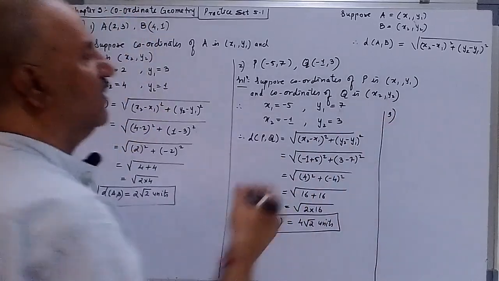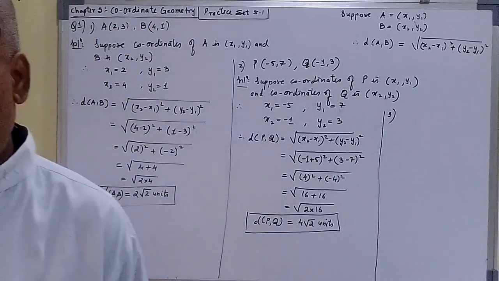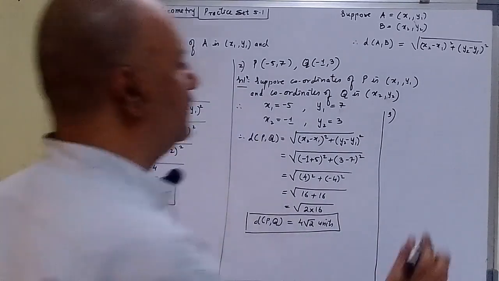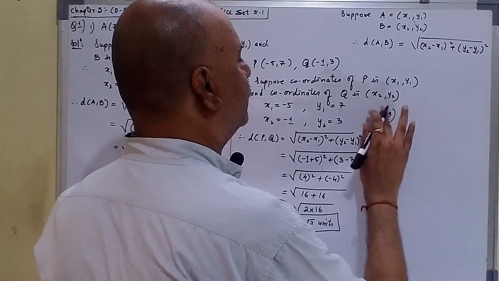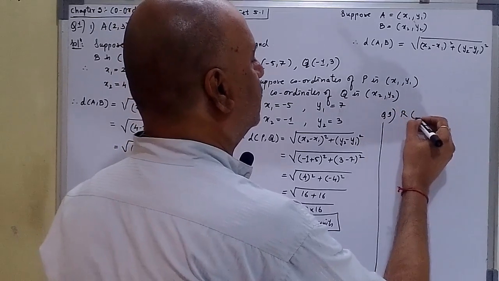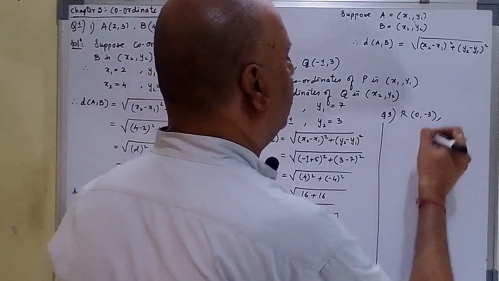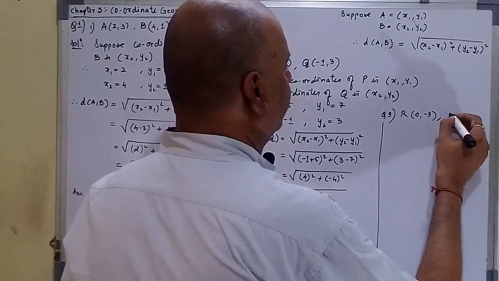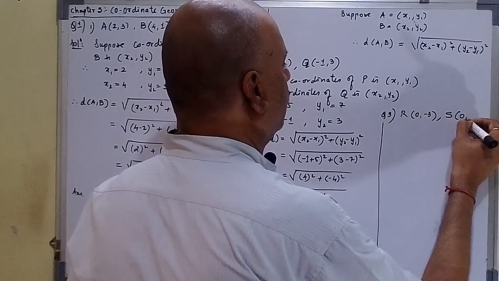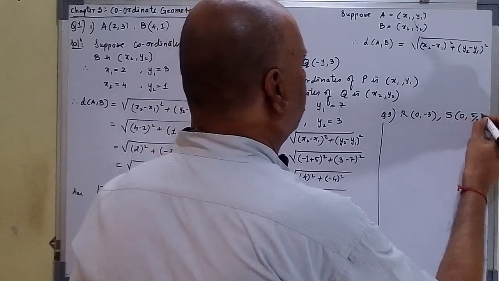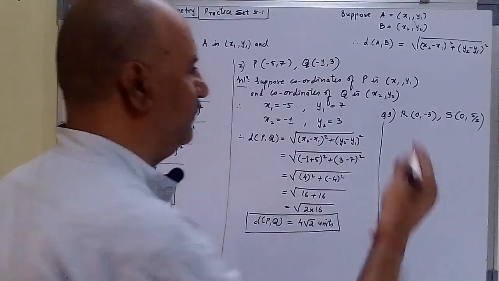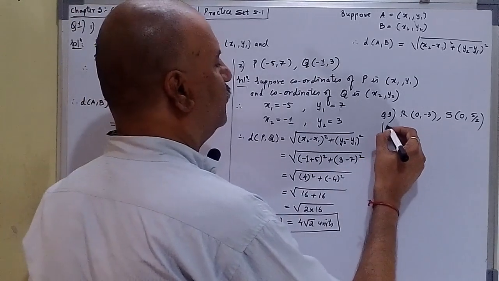Now let's come to question number 3. R is (0, -3), this is the question, (0, -3), and S is (0, 5/2). Is it minus or plus? No, positive. Okay. Now, the solution.